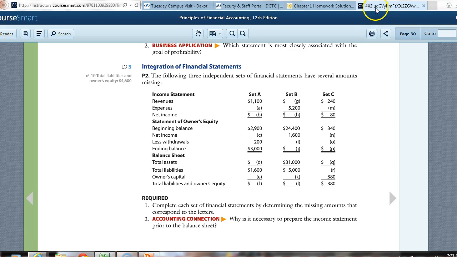Let's go to the next one. If our revenues are 240 and our net income is 80, what does that mean our expenses have to be? 160. If we know our net income is 80, we know N is 80, don't we? Okay?